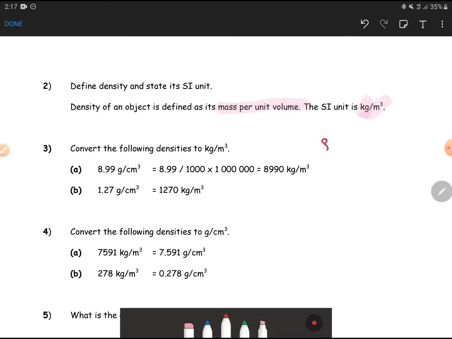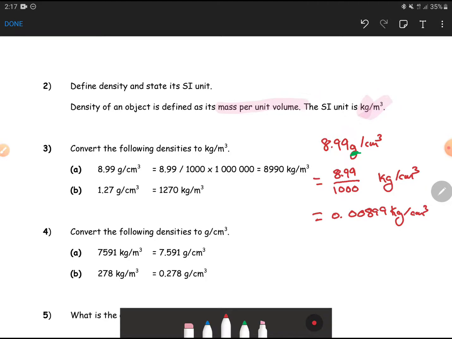So let's say 8.99 grams per cm cube. What I will do first is convert 1 unit at a time. The first thing I want to change is the grams. So I change it to kg. To change to kg, you need to divide by 1000. So it's 8.99 divided by 1000 kg per cm cube. All right, and you'll get 0.00899 kg per cm cube.